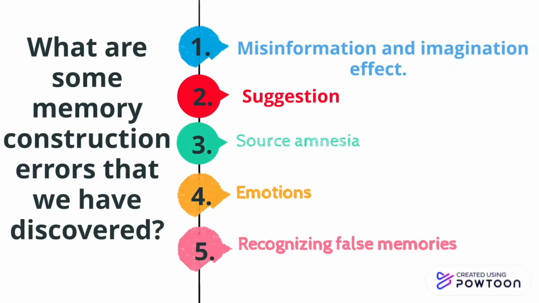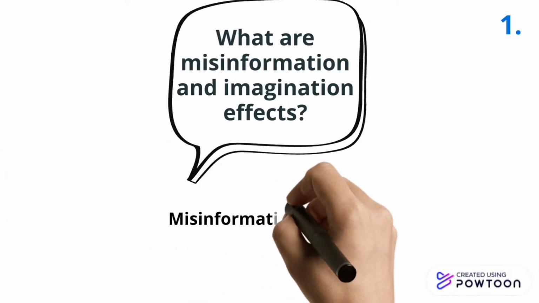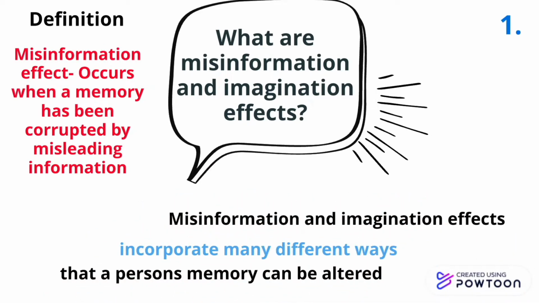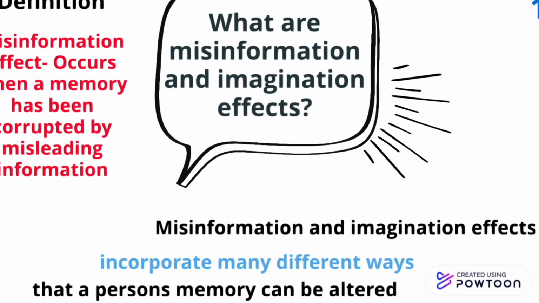What are some memory construction errors that we have discovered? Misinformation and imagination effects, suggestion, source amnesia, emotions, and recognizing false memories are all ways our memories can be distorted. What are misinformation and imagination effects? They incorporate many different ways that a person's memory can be altered. Misinformation effect occurs when a memory has been corrupted by misleading information.